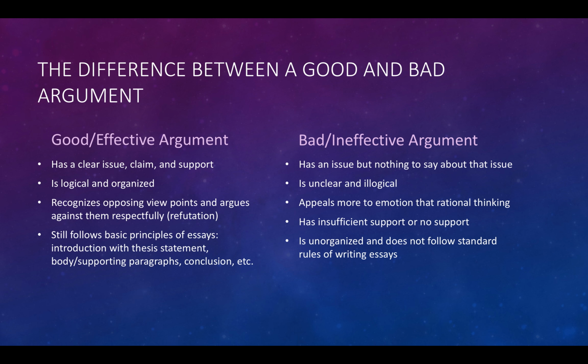So here's a mini list of good and bad arguments. A good argument has a clear issue, claim, and support. The bad one has an issue, but it really doesn't say anything about that issue. It's more that person at the party who just wants to yell about something, just to yell about something. A good argument is logical and organized, and a bad one, of course, is unclear and illogical. A good one recognizes opposing viewpoints and argues against them respectfully. So a refutation is really, really important in a good argument. A bad one has more emotional appeal than actual logical, rational thinking. There is value to emotional appeal, but it shouldn't be all you do. I'm going to talk about that in a minute.